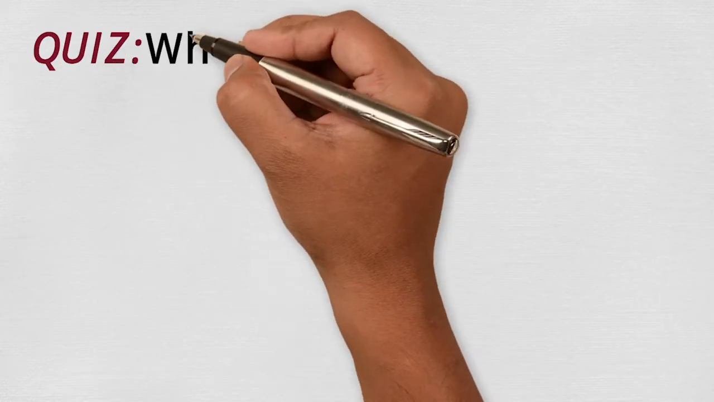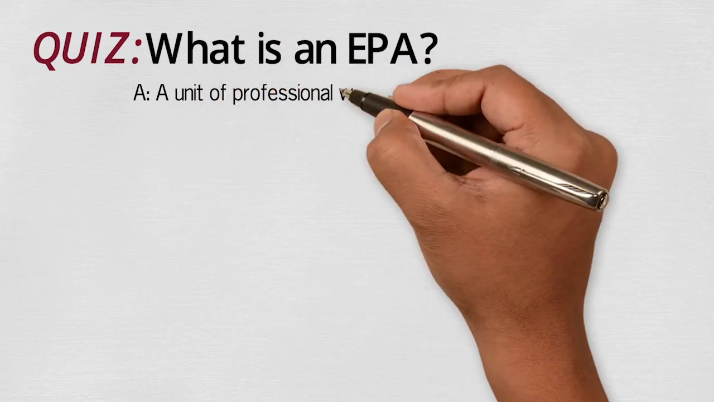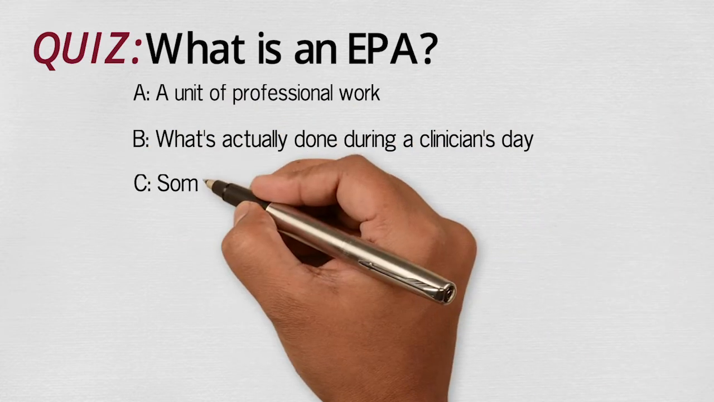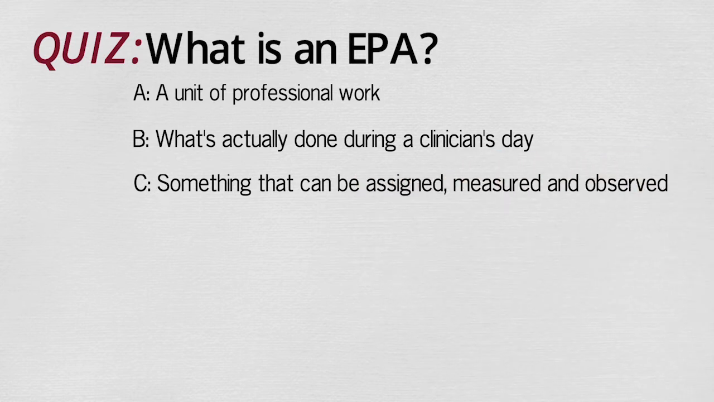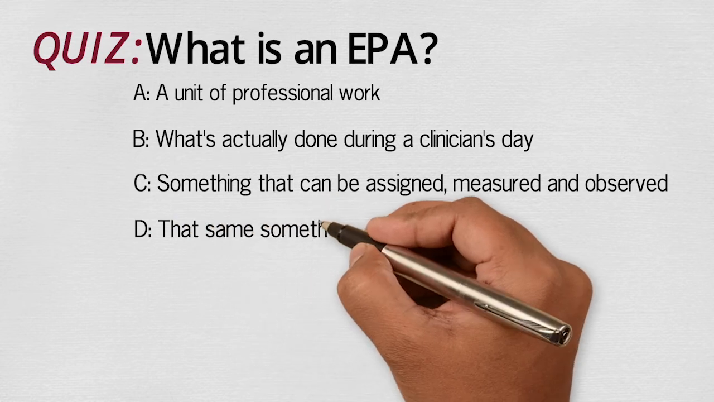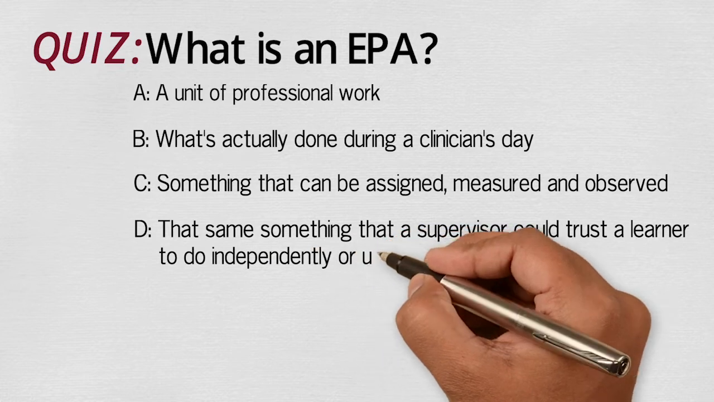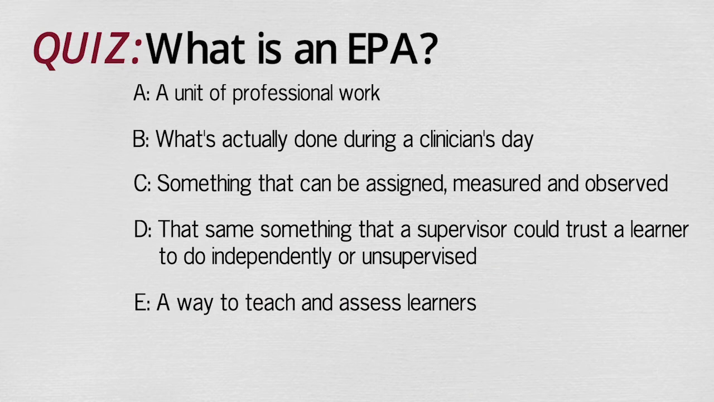Here is a multiple choice question. What is an EPA? A, a unit of professional work. B, what's actually done during the clinician's day. C, something that can be assigned, measured, and observed. D, that same something that a supervisor could trust a learner to do independently or unsupervised. E, a way to teach and assess learners. Or F, all of the above. It's no surprise that each of these describes an EPA.